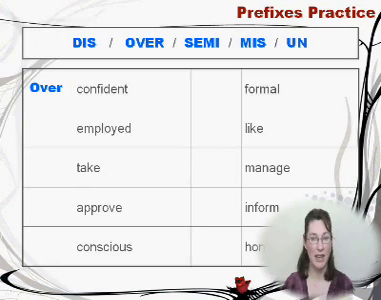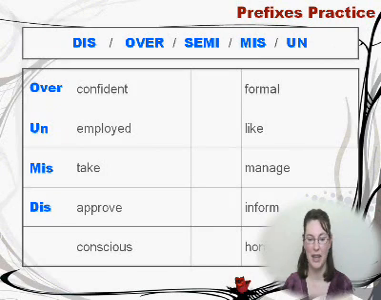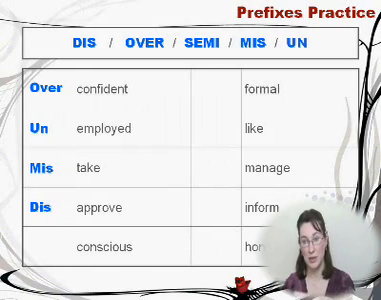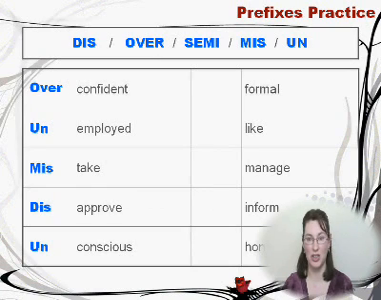Employed. If somebody has no employment, or they are not employed, it will be unemployed. Take. If it's wrong, it will be a mistake. Approve. If you don't approve, it's going to be disapprove. That's similar to disagree. And conscious, that means when you're awake and thinking. If you're the opposite when you're asleep, then you are not conscious or you are unconscious. Maybe you've heard that one before.